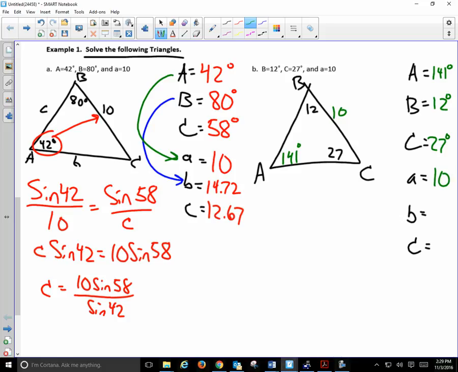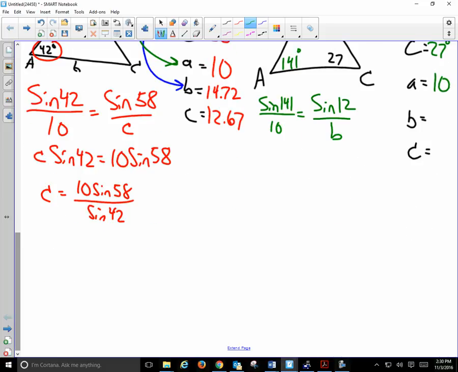Okay. So I should have sine of 141 over 10 is equal to, somebody, did you choose to find B or C first? What'd you do? Okay, we'll do B. So I got the sine of 12 degrees over side B. We cross multiply, and we get B sine of 141 is equal to 10 sine of 12. And we have to divide by sine of 141 degrees.